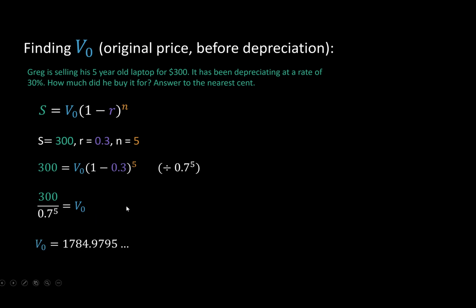Once we do the division, we end up with a mess, but we are told to round to the nearest cent. So Greg bought his laptop for $1,784.98 because that 9 bumps that 7 up to an 8. So that's the second kind of problem you might be given.